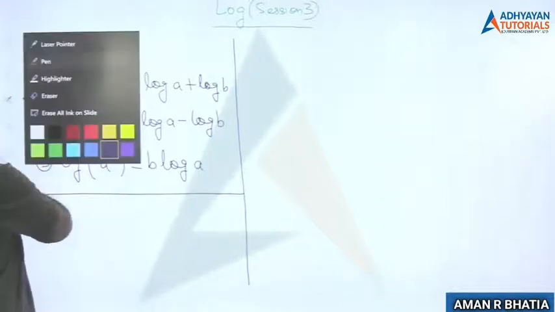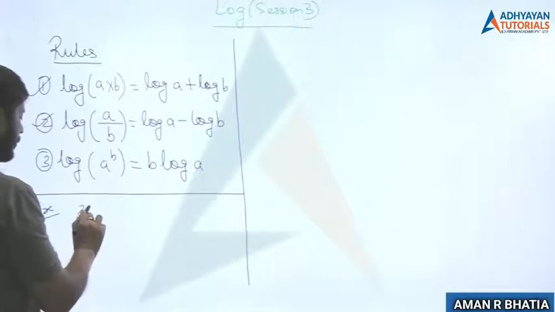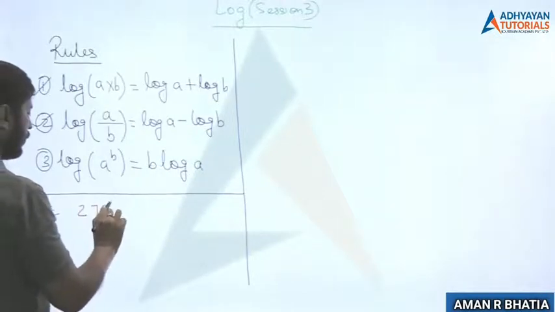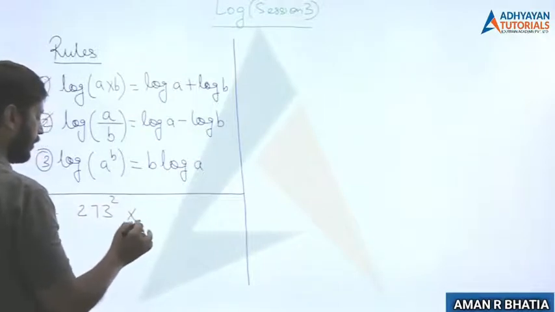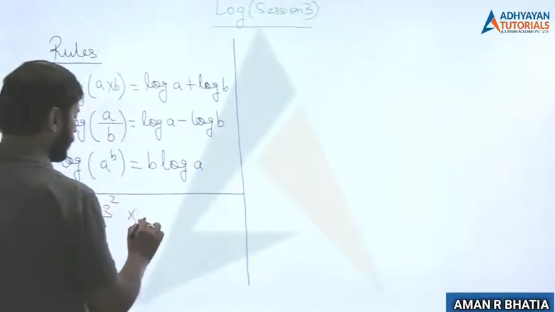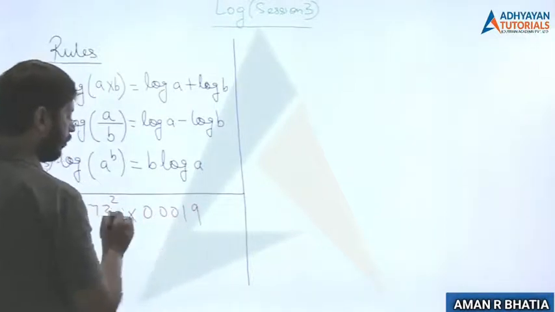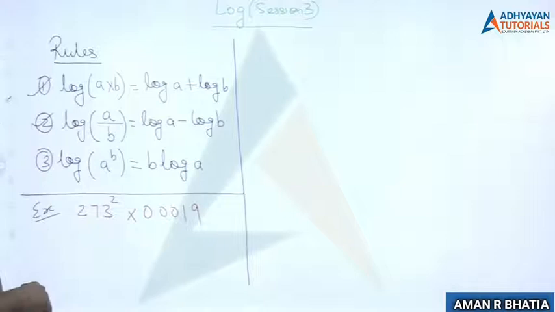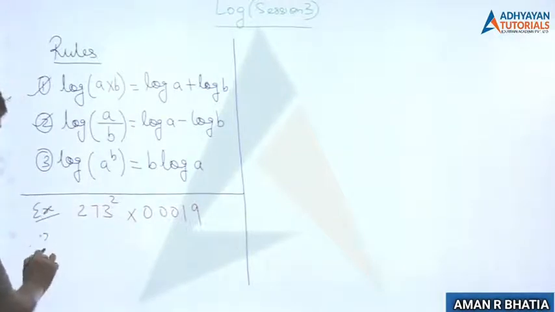So you have a problem here, and the problem is 273 raised to 2 into 0.0019. So remember, we did not do any problem with the negative characteristic. So this is the problem. Now let us come to its solution.